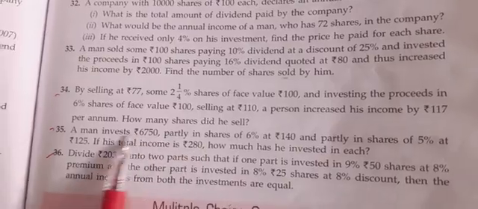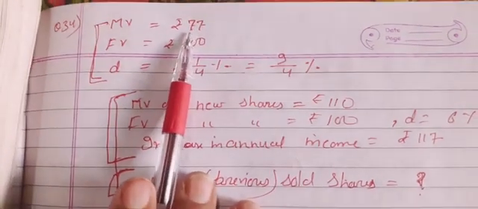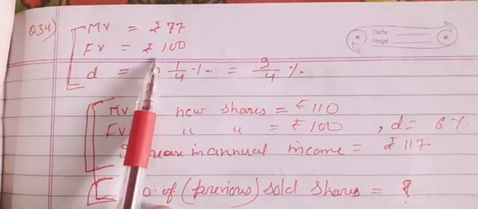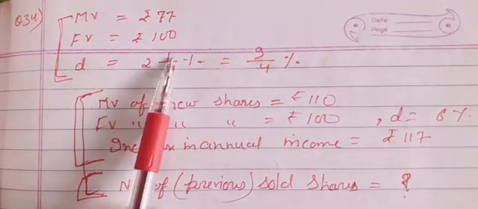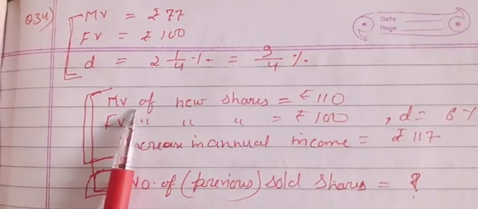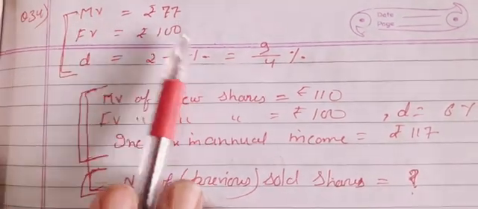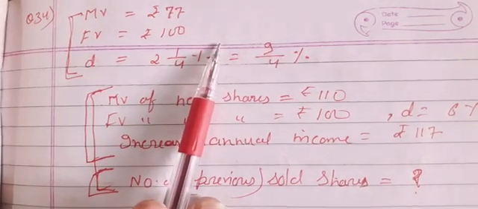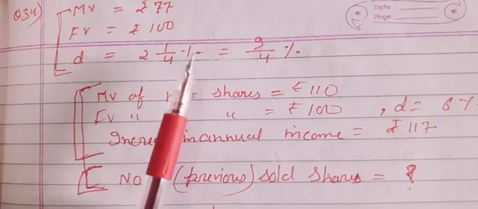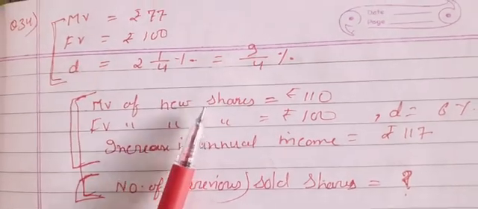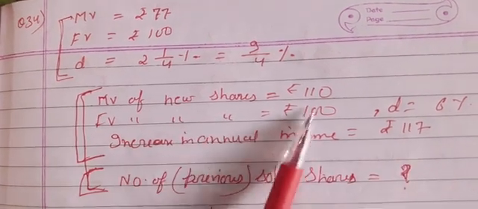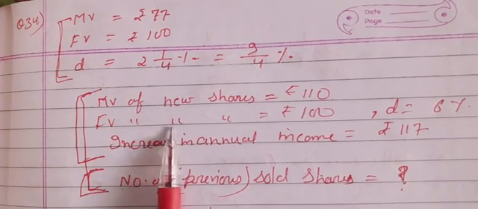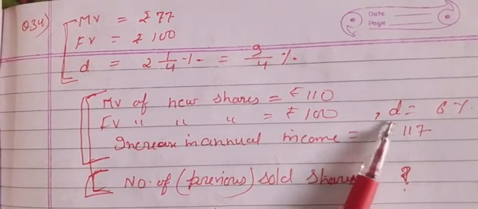So children, what is given? Our question says that the market value of this first type of share was rupees 77. Face value of those shares was rupees 100. Dividend percent was 9/4%. That person sold all these shares, and whatever he received after selling them, he used that money for purchasing this share. So I have written here that the market value of new shares is rupees 110, the face value of new shares is rupees 100, and the dividend percent was 6%.